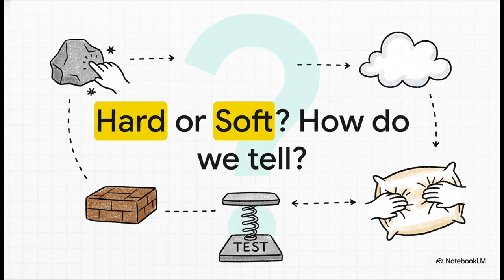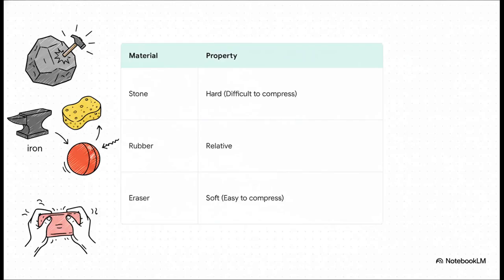Next up, let's use our sense of touch. How do we figure out if something is hard or soft? And I don't just mean by feel, there's actually a scientific way to test it. So in science, hardness is all about how well a material can resist being compressed or scratched. A stone is hard because you can't easily squish it. An eraser is soft because you can. But here's the really interesting clue. Hardness can be relative. Think about it. Rubber is way harder than a sponge, but it's also way softer than a piece of iron. It all depends on what you're comparing it to.